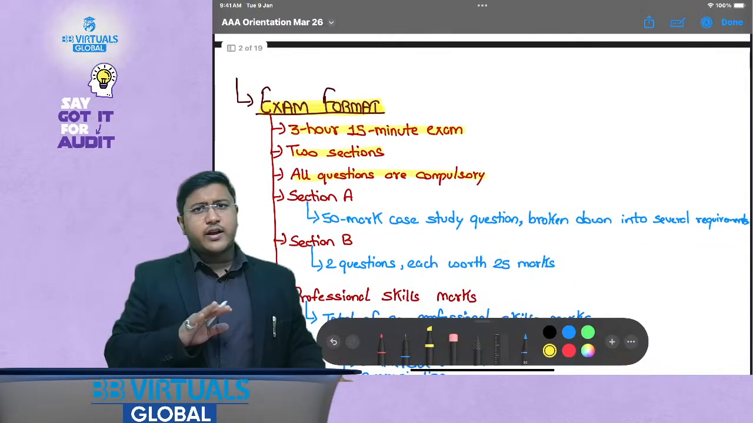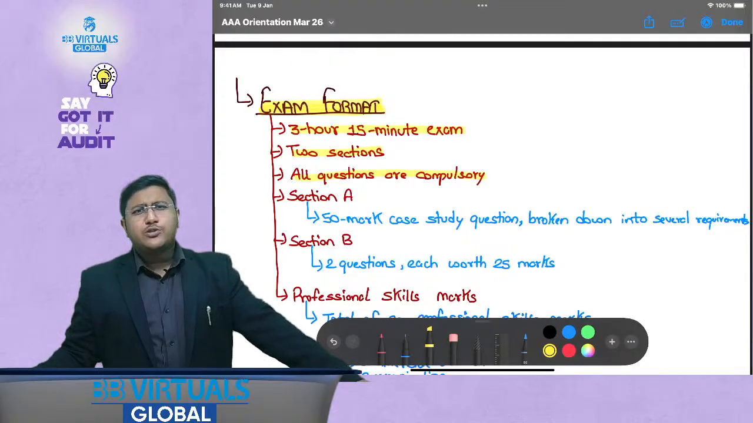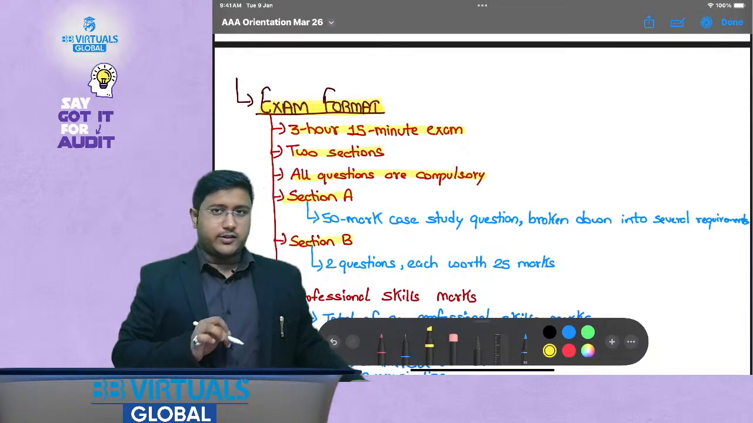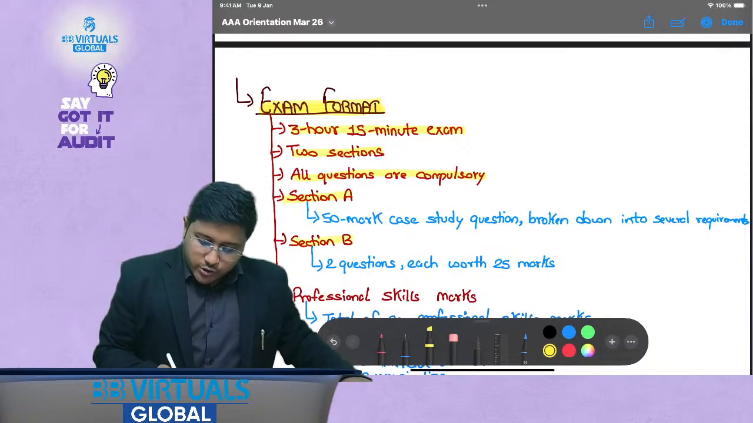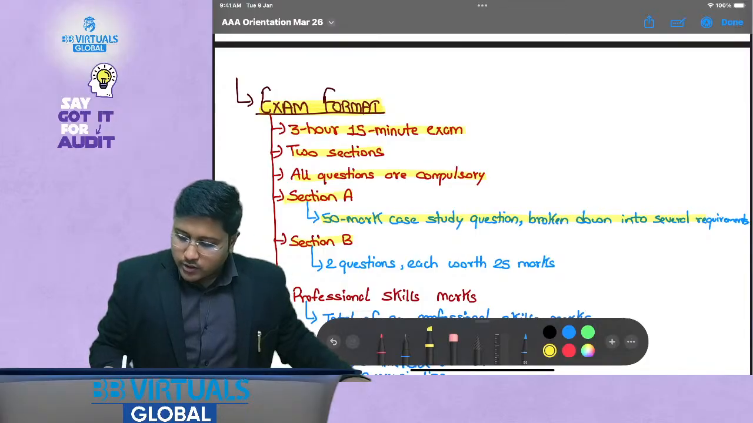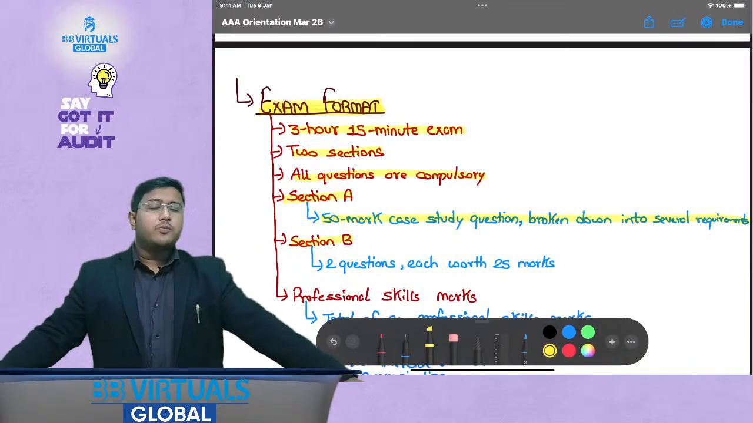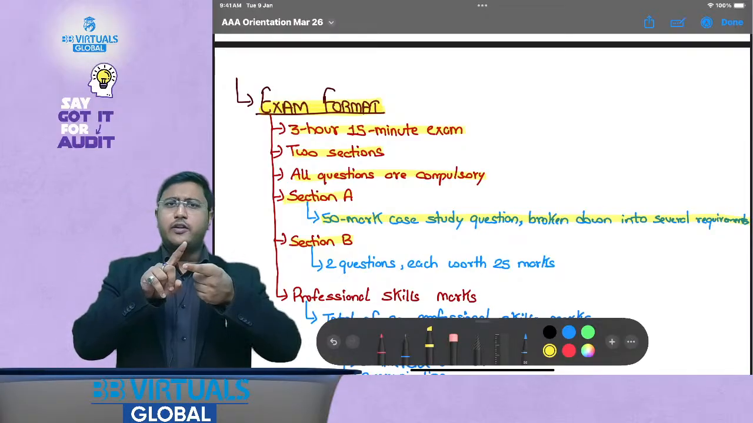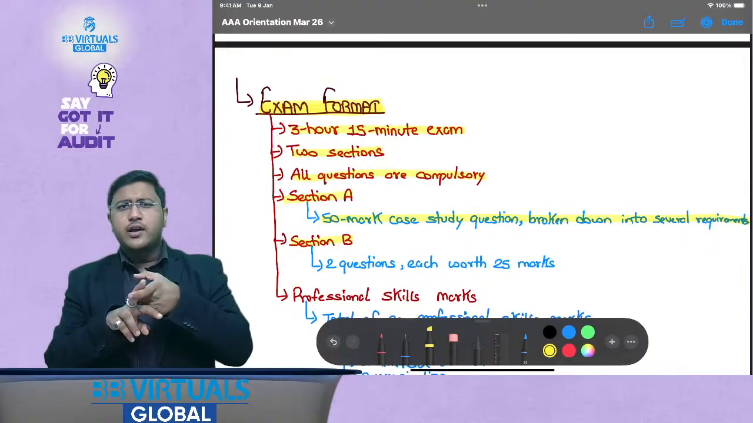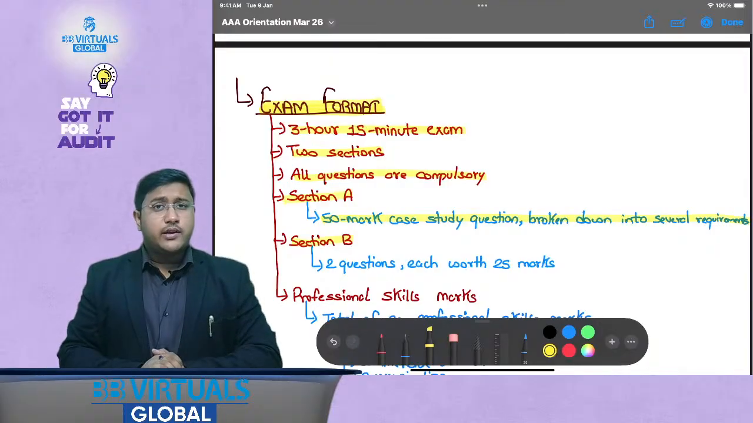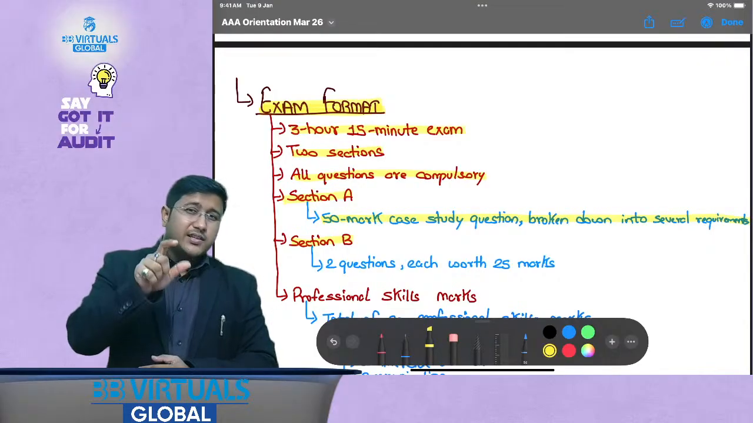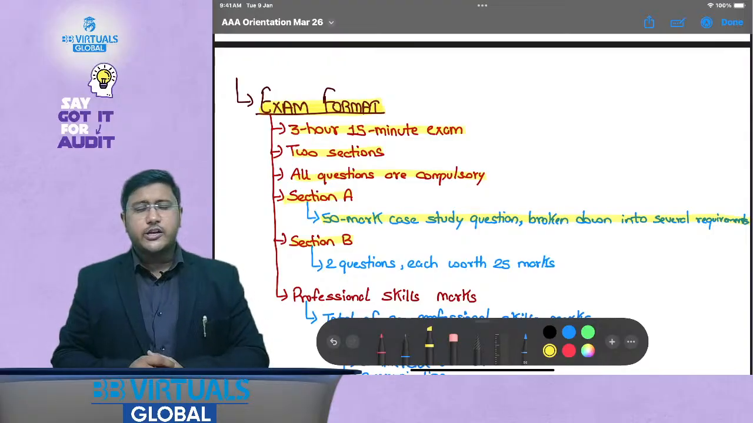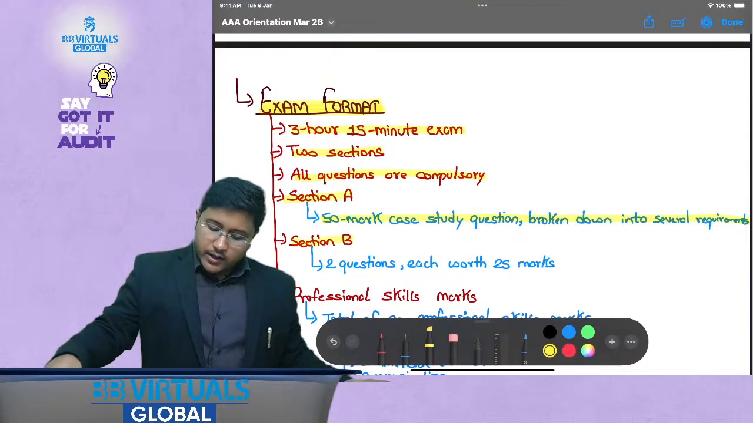All questions are compulsory, that is, there are no choices. These 2 sections are divided into section A and section B. No section C? Yes, no section C. Section A is going to be a 50 marks case study question broken down into several requirements. Generally, this question is asked from the planning stage, with questions on identifying the operational risk, identifying the audit risk, and some of the parameters that might be required as part of the planning. Plus, some questions might be individual questions also, like a question on money laundering, or on prospective financial statements, such individual topics.